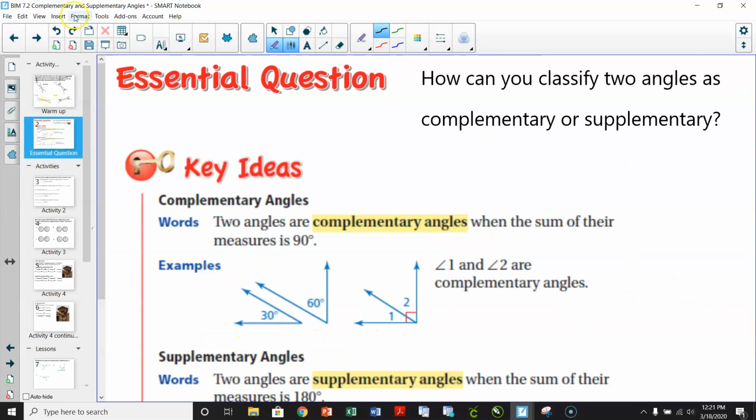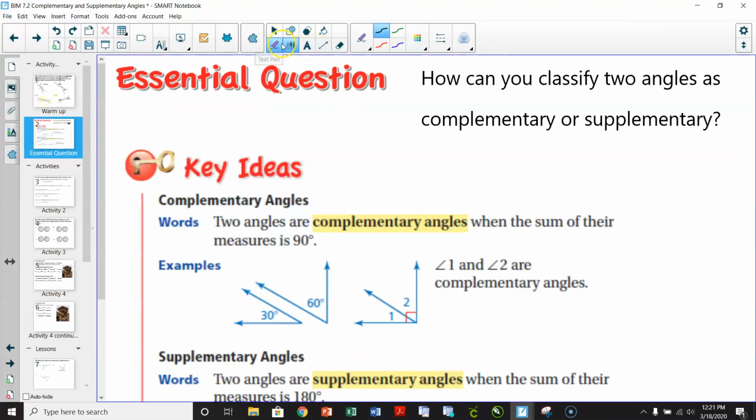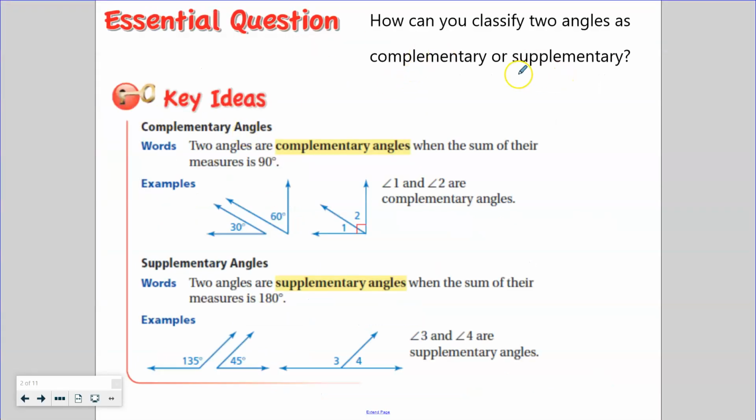So today we are going to be looking at how can we classify two angles as complementary, right? Complementary angles, and how can we classify supplementary angles? So complementary angles and supplementary angles right there.